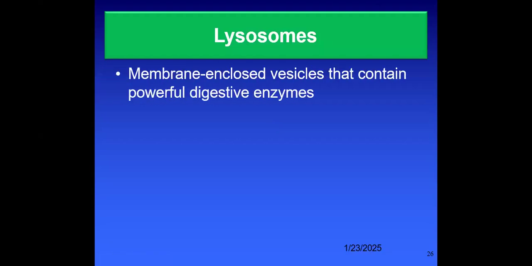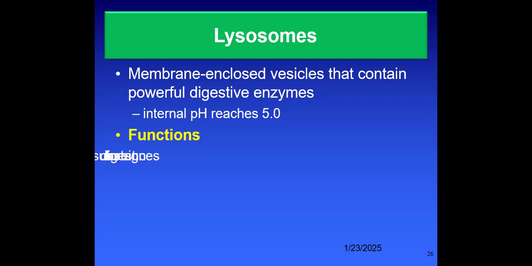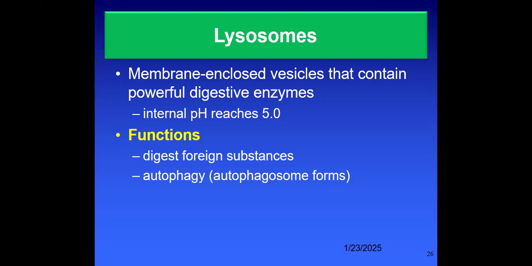Lysosomes are membrane-enclosed vesicles that contain powerful digestive enzymes. Their internal pH reaches up to 5, and their main functions are to digest foreign substances as well as autophagy.